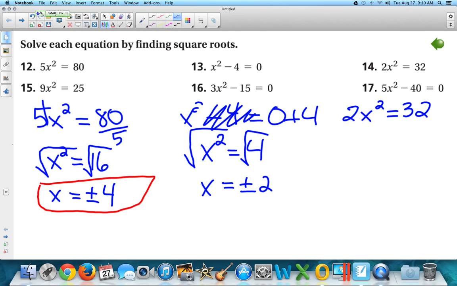I'm going to divide both sides by 2 because I need to isolate my x squared. So x squared equals 16. And since this example matches number 12 over here, after we take the square root of both sides, we should know already that we're going to get x equals plus minus 4.